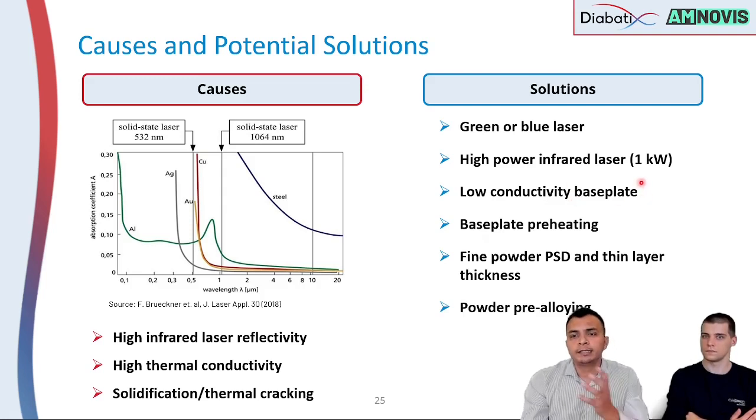To further strengthen this approach, a few more solutions can be implemented, such as using a low thermal conductivity base plate, or preheating the base plate before you start the machine. Another approach is playing with powder particle size distribution and powder pre-alloying, but they will work best in combination with a high power laser solution.